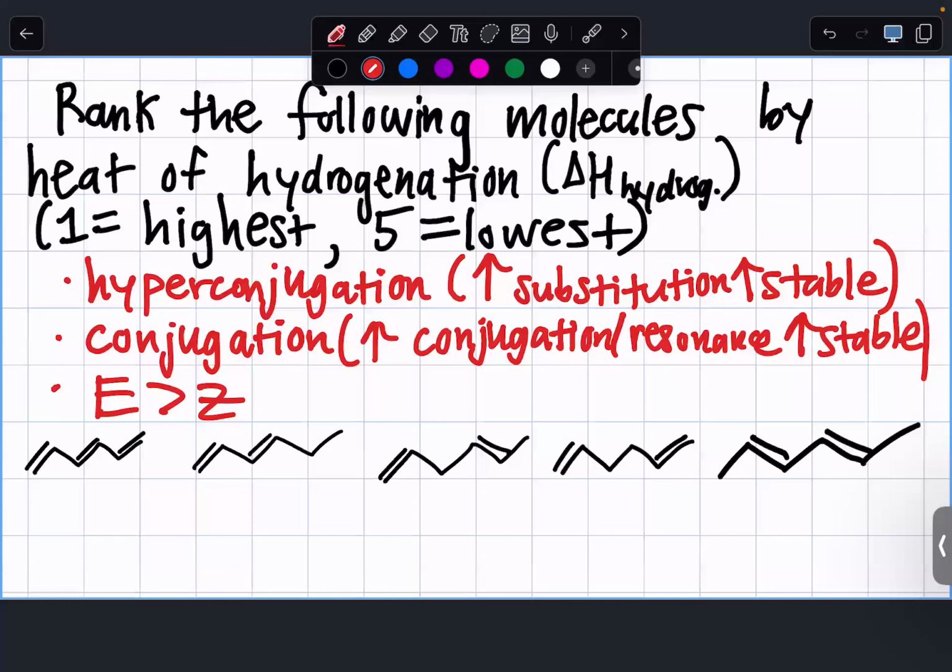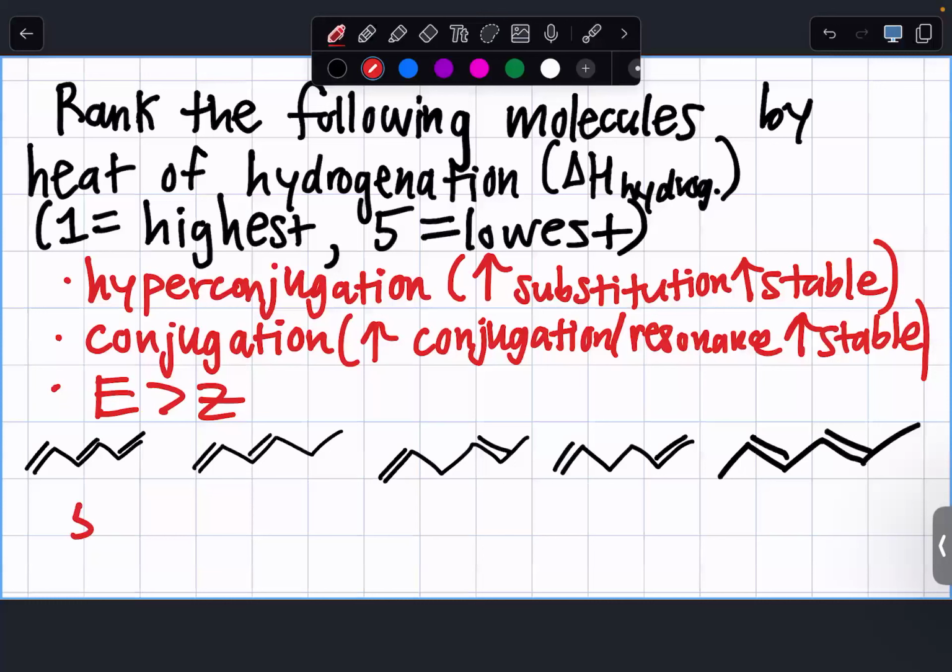So first, I think the easiest way to approach this question is to look for your most stable alkenes. Which one of these alkenes looks the most stable to you guys? Yeah, the one on the very left, because all three of these are conjugated and they can do a lot of resonance with each other, right? Since this has the most resonance, this is the most stable. If it's the most stable, will it give us the highest or lowest energy? Lowest energy. So the one on the left is number 5.